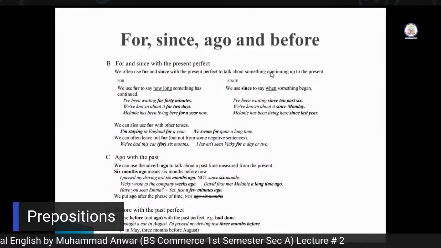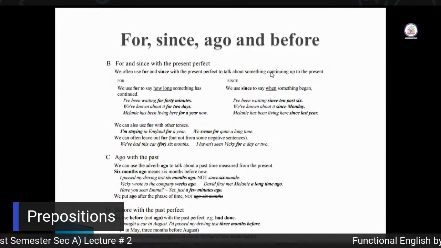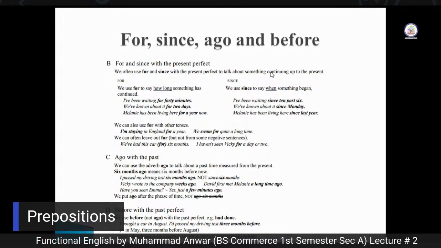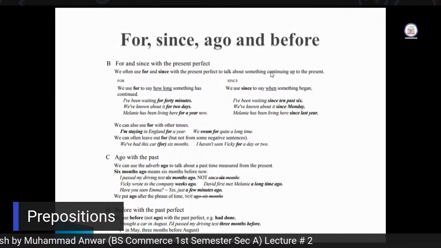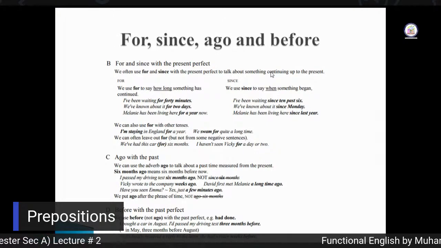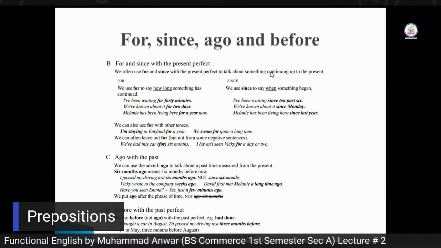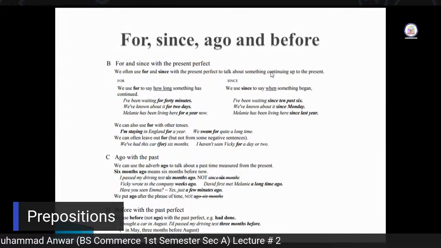We can also use for with other tenses, like I'm staying in England for a year. I'm learning English for 2 months. I'm doing this job for a few days. I'm visiting this city for 2 weeks. We can also leave out, we can often leave out for.